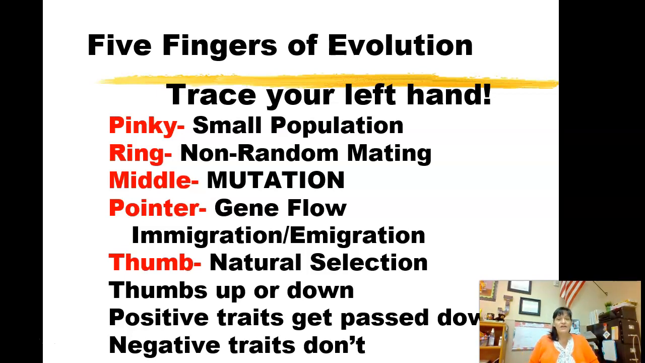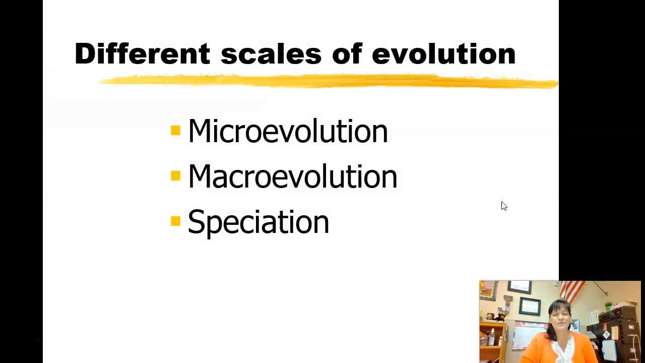Now put your notes away completely. And I'm going to change the screen. Don't worry about what's on there now. Ready? Let's do our 5 fingers. Small population, non-random mating, mutation, gene flow, immigration, emigration, adaptation, natural selection, thumbs up, good traits, thumbs down, bad traits.